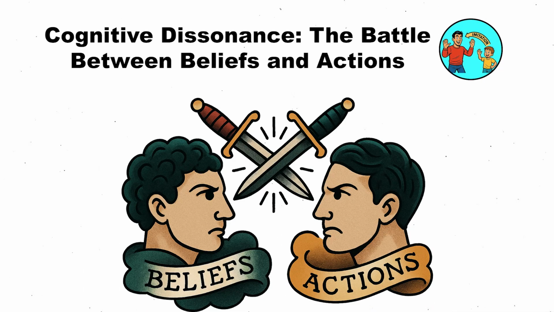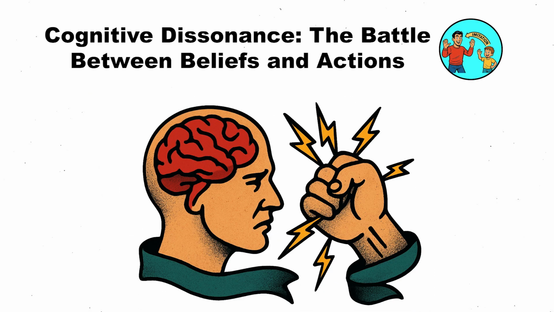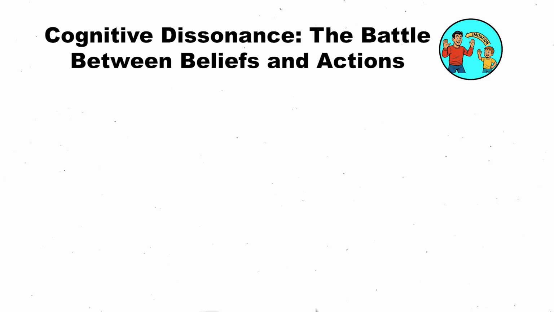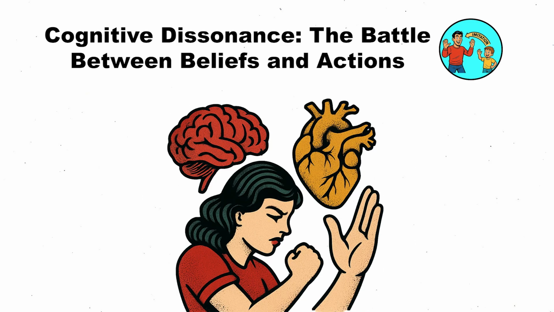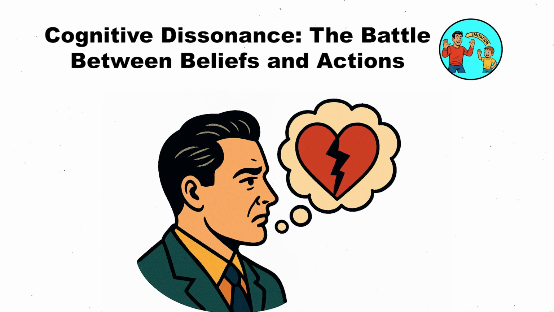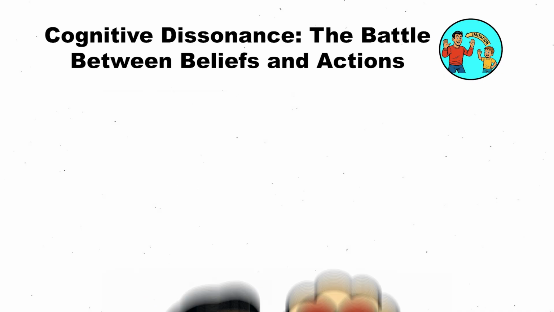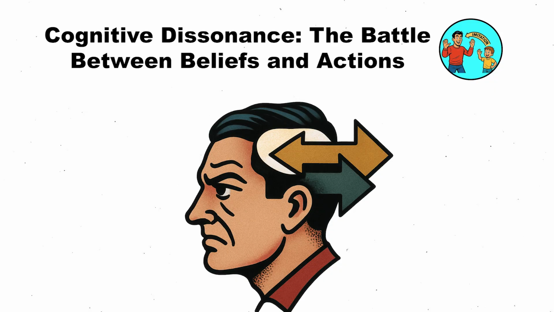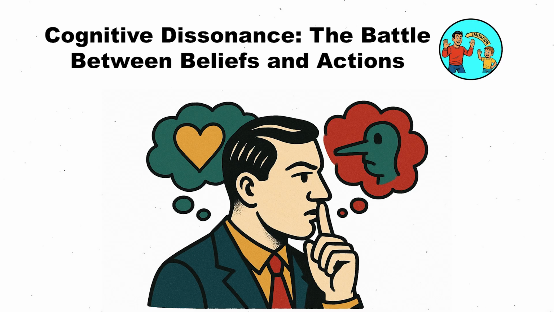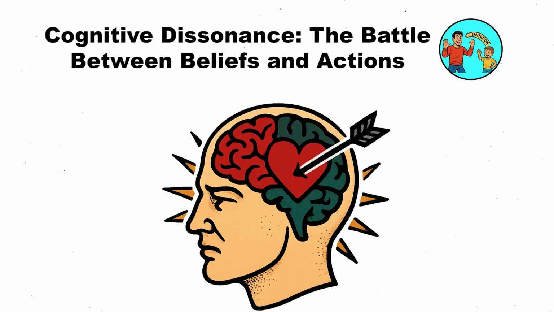Leon Festinger's theory of cognitive dissonance revealed one of psychology's most unsettling truths. It's that humans crave internal consistency, even at the cost of honesty. When actions and beliefs collide, the mind scrambles to restore harmony, often by rewriting the narrative. Someone who cheats just once might claim everyone does it. A smoker downplays health risks to feel in control.